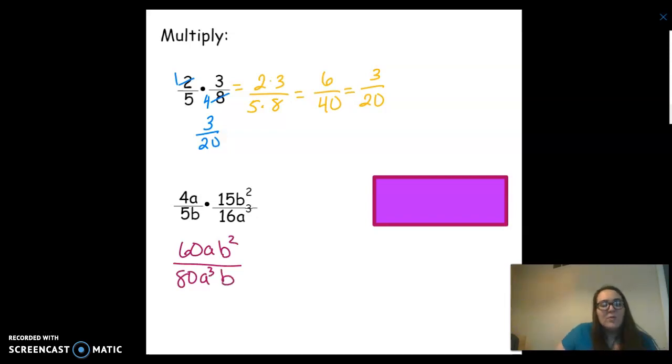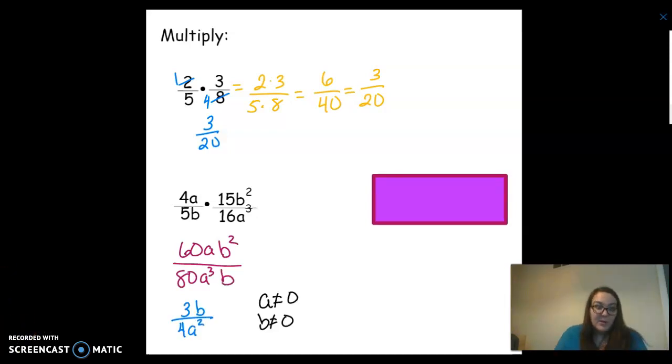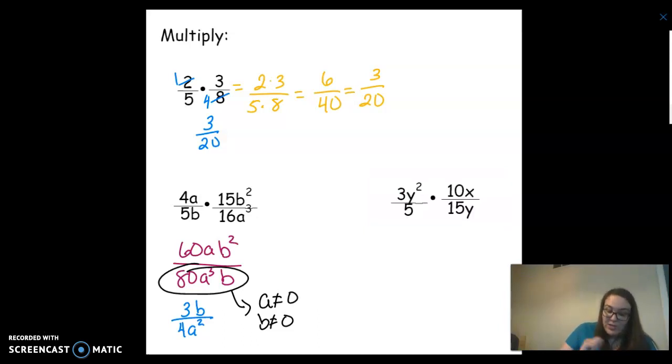I want you to go ahead and simplify that. Alright, so there's what I have right there. 60 over 80 reduces to 3 over 4. And I have an a squared on the denominator and a b on the numerator. Now, because up here at the beginning I had an a and b both on the denominator, a and b both cannot equal 0. I want you to write this question down, pause, and try it on your own.